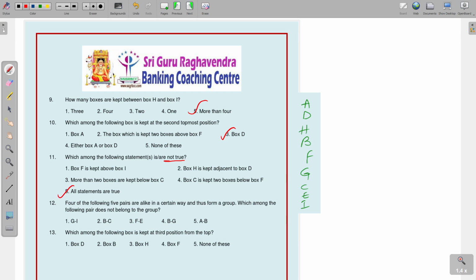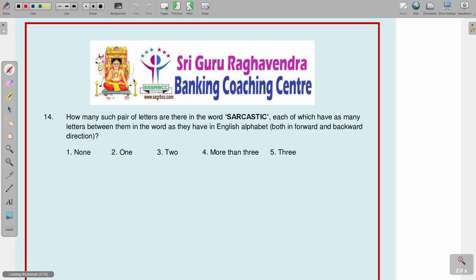Next, odd one out. In question number 12, we need to find the odd one out. Between B and G, 2 persons are there. Between B and C, 2 persons are there. Between F and E, 2 persons. Between B and G, 1 person is there. And between A and B, 2 persons are there. So the odd one out is B and G. Question number 13. Which among the following boxes is kept third position from top? That is H. Let us move on to the next one.